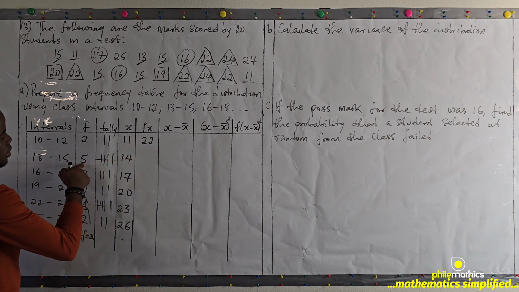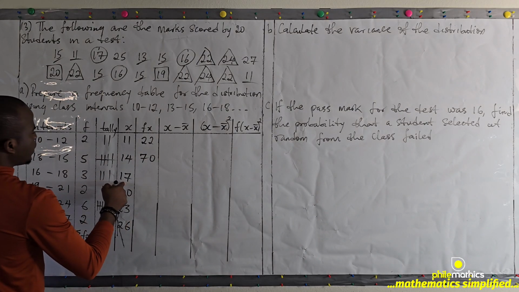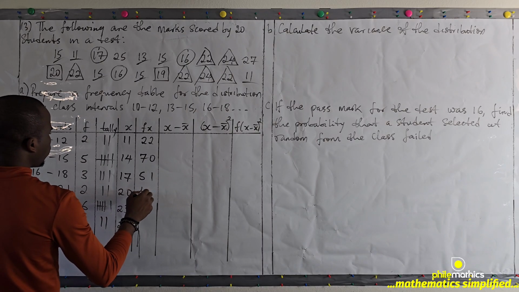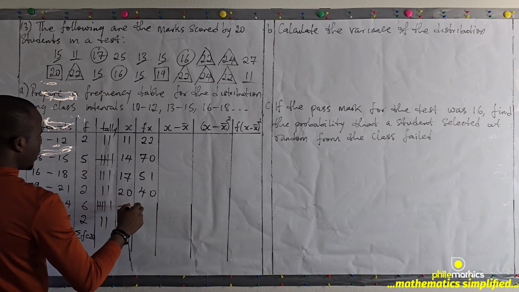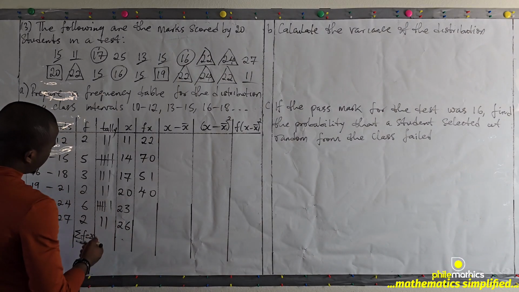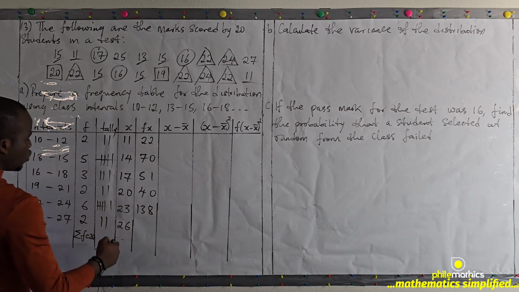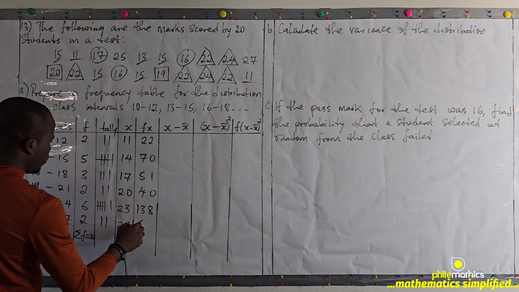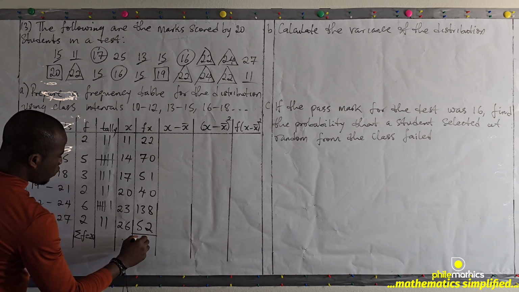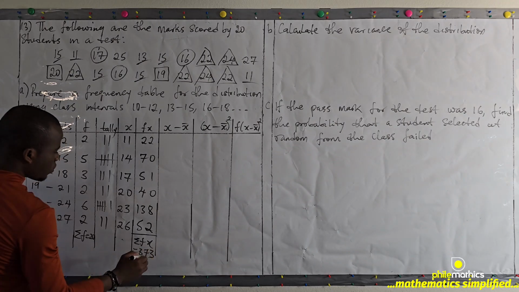10 times 5 is 50. 4 times, so this is 70. 3 times 17 is 51. 2 times 20 is 40. 6 times 20 is 120. 6 times 3 is, so 138. 2 times 26 is 52. And so if we sum this, summation of fx will get 373.